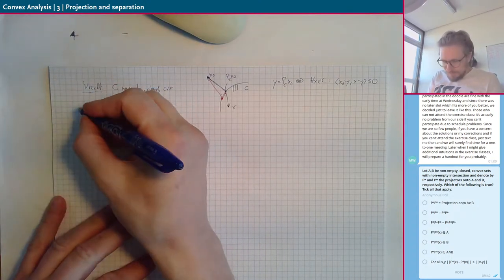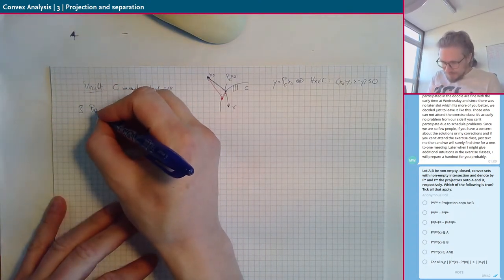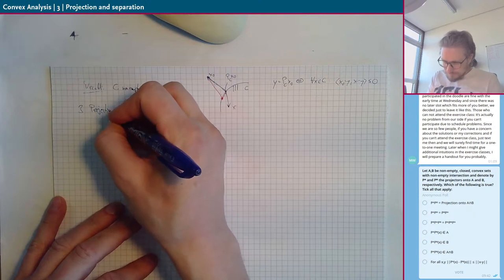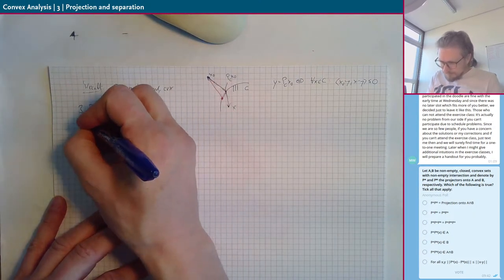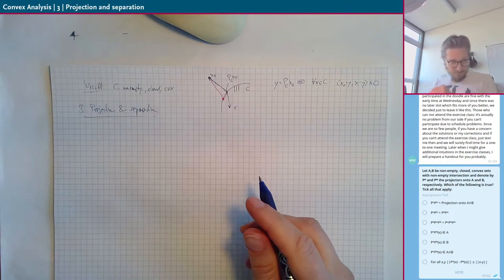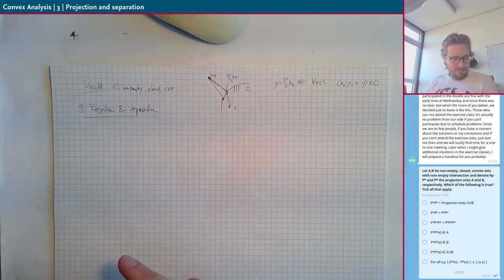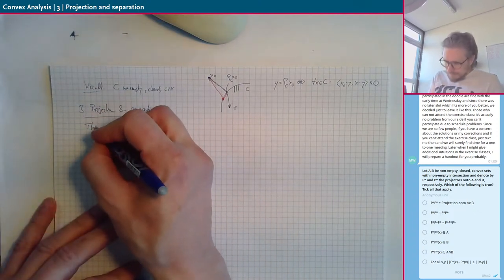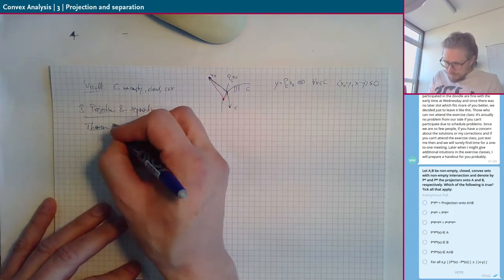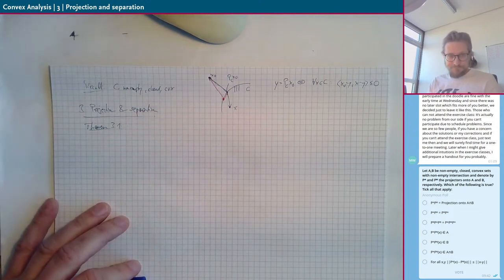So our third chapter is called projection and separation. So we go on with the projections, and then we talk about the very, very important notion of separating convex sets by hyperplanes. So the first theorem is dealing with projections onto cones and polar cones.